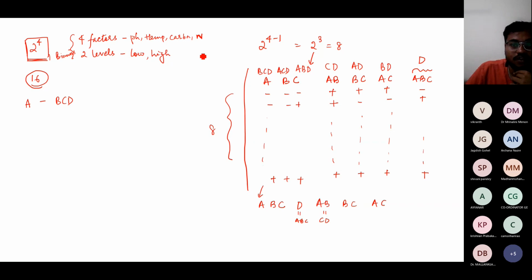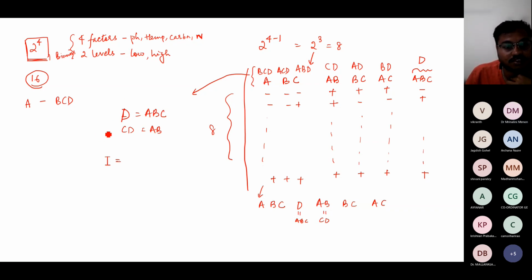So for each of these fractional factorial designs, we have generator equations. For example, generator equations are like what we are replacing with what, basically. So here in this case, we are replacing D is equal to ABC and CD is equal to AB. All these things we can use as generator equations. In a generator equation, we just remove the plus sign. We just write DABC is equal to CDAB and so on.